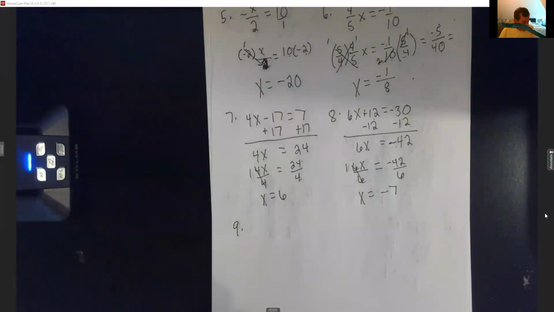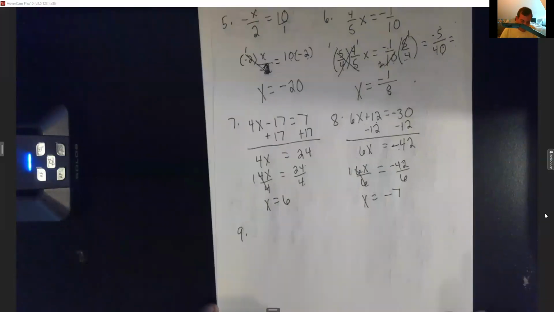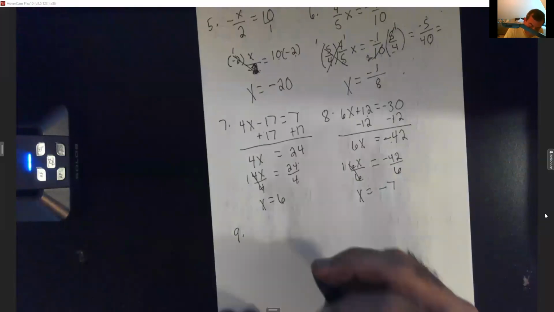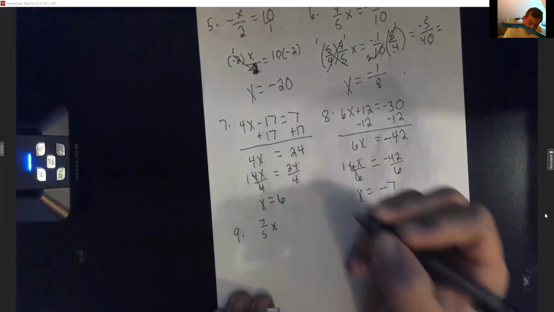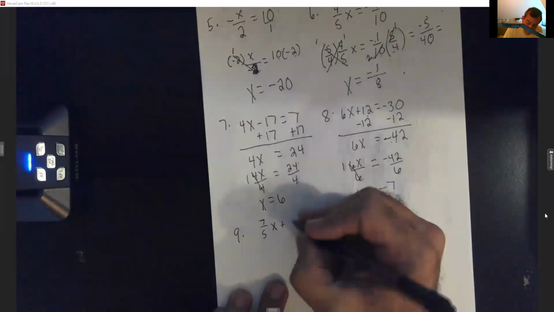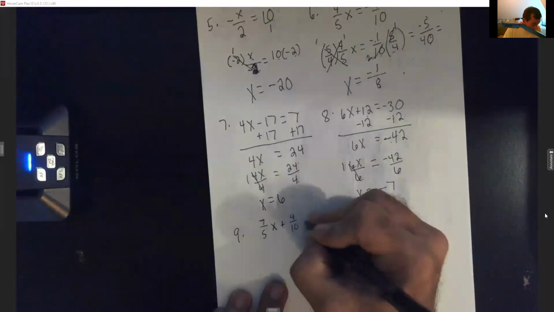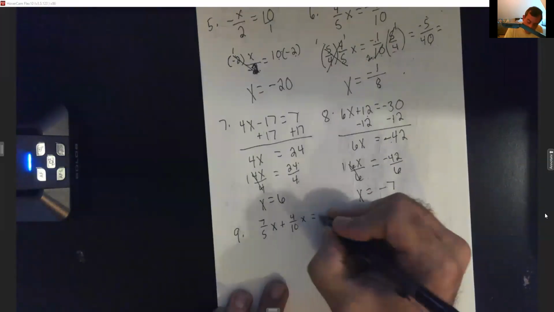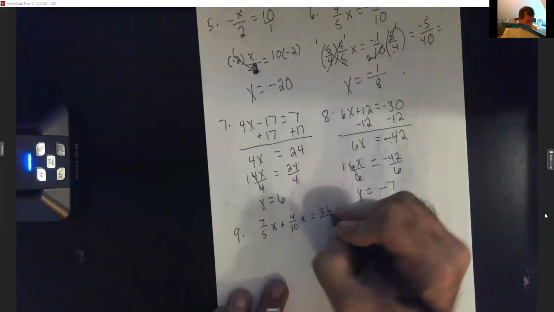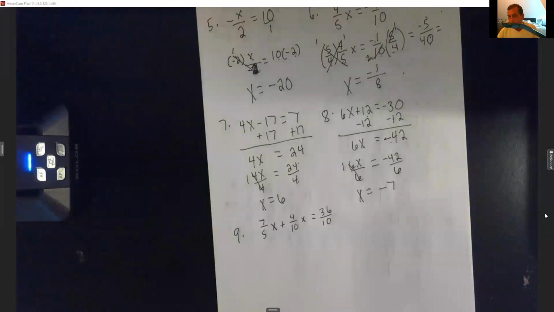All right, y'all, number 9 is the trickiest of them all. So let's see what I got. I got 7/5 x plus 4/10 x equals 36 over 10. So this one can be done many ways.